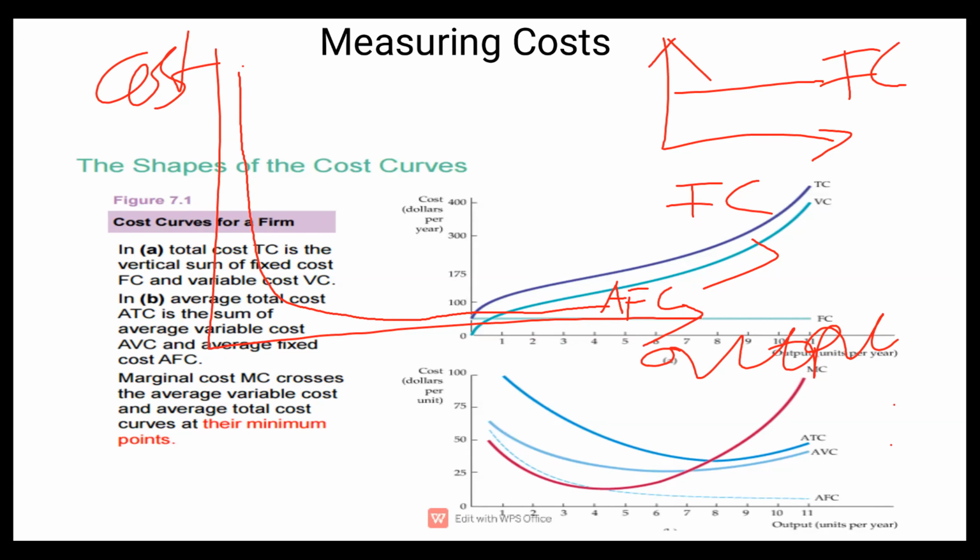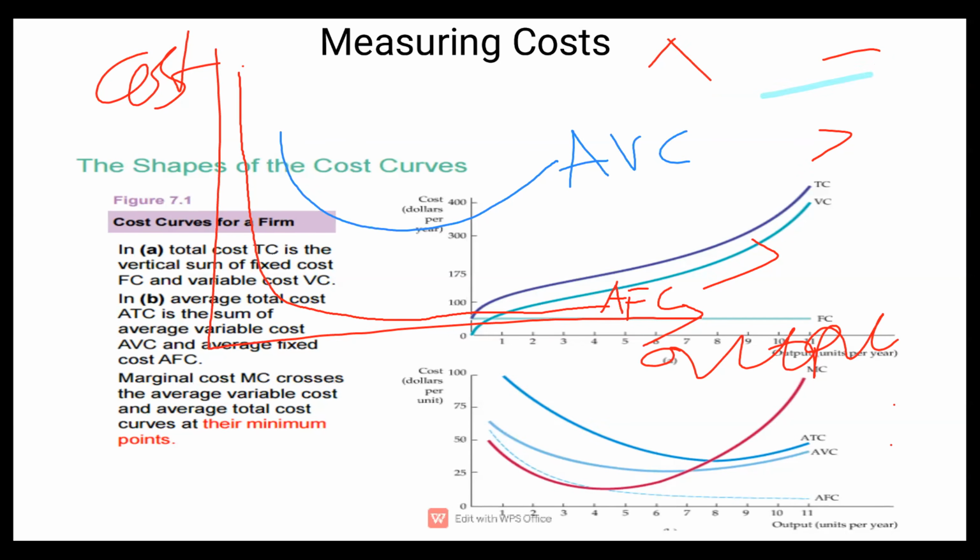Then now, the average variable cost is U-shaped. Let me use the blue one. Where is the blue? Right. The average variable cost, it's here. It's U-shaped. That's average variable costs. And our average total cost is higher than average variable cost.